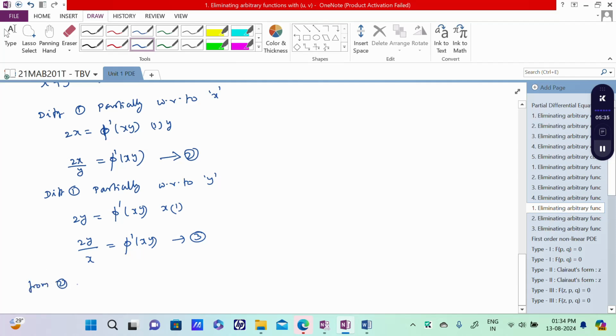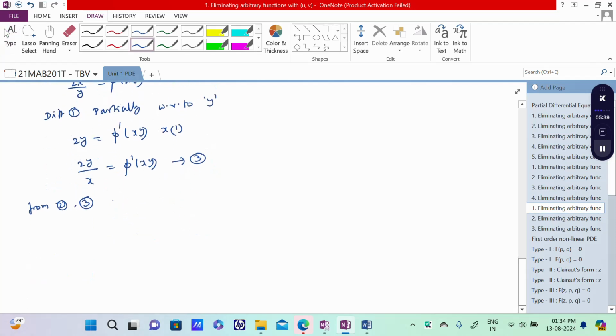Comparing 2 and 3, the right hand sides are equal, therefore the left hand sides are equal. So 2x by y equal to 2y by x. Cancelling the 2 on both sides, therefore x square equal to y square, x square minus y square equal to 0.